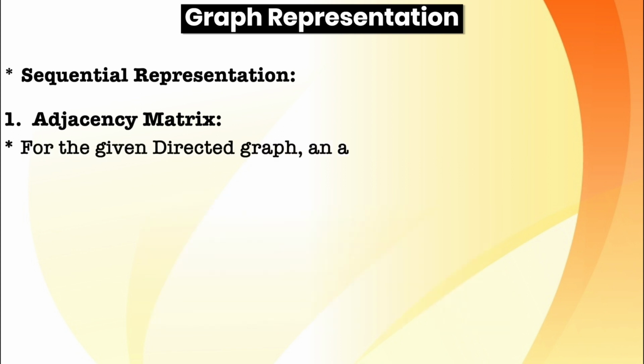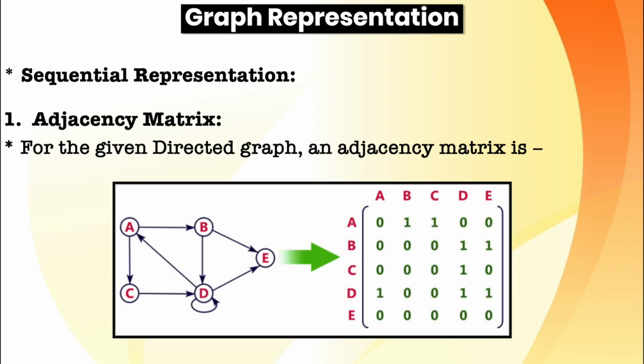For the given directed graph, the adjacency matrix is built using the edges directed towards another node. So the value stored at Aij for node A: AA will be 0, AB will be 1, AC will be 1, since there is an outgoing edge from A to B and A to C. But there is no edge from B to A, that's why BA will be 0 in the matrix.